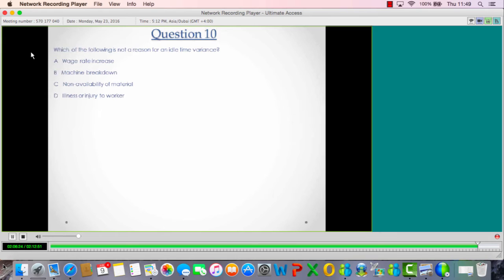Okay, I'll give you the answer. A wage rate increase could result in an adverse direct labor rate variance. It is not necessarily a cause for the idle time variance. Therefore, reason A is not considered with the variance, and the correct answer is A. Options B, C, D could result in loss of active production time. Clear? I know this is a bit subjective.